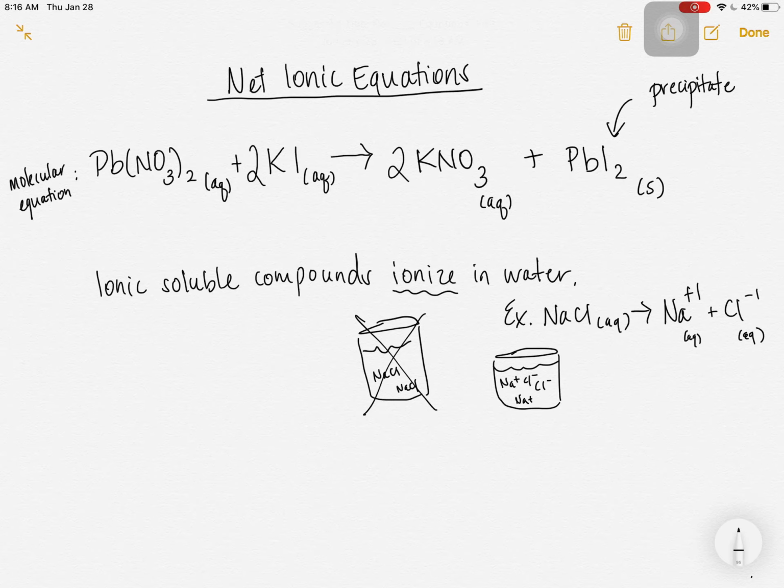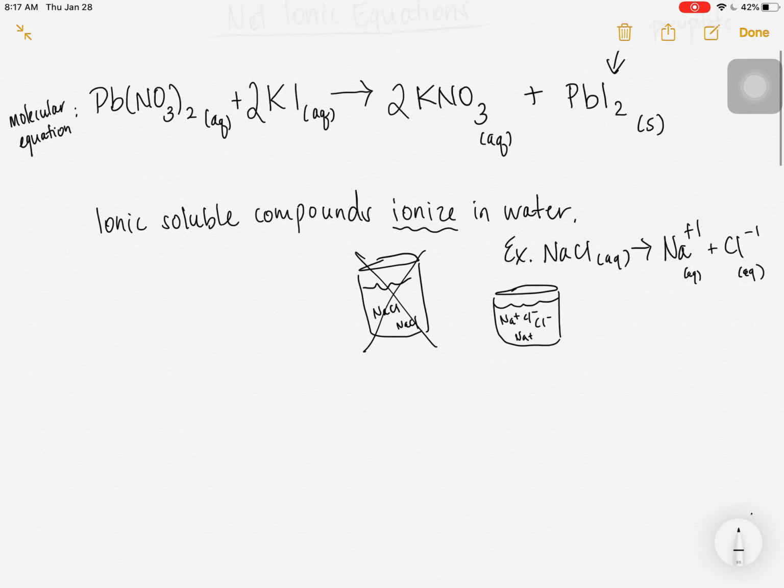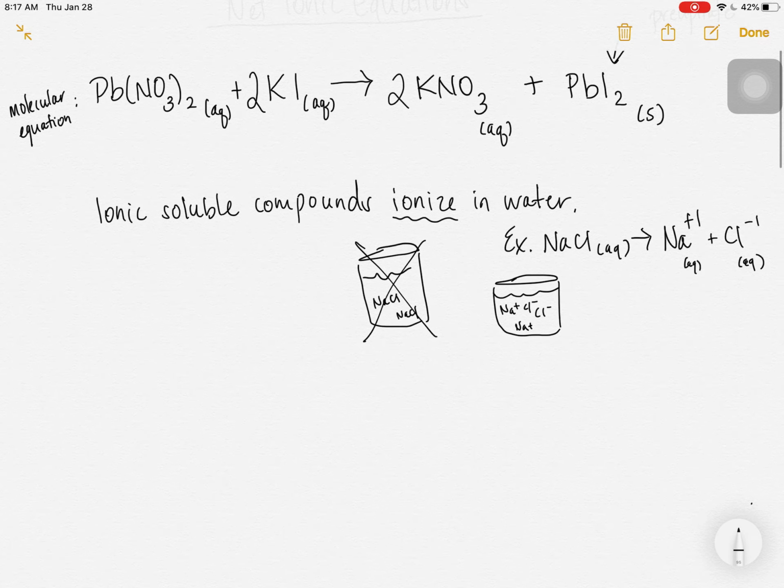Oops, I'm running out of room. Okay, because there are ions floating around. So unfortunately, even though this is the equation we work with all the time, it does a pretty poor job of showing us what's really happening during a reaction. And so we have to take this ionic soluble character into consideration when we're talking about these reactions. So this gets a little bit cumbersome, but what we're going to do is take this and ionize any species that should be ionized, okay? So we'll start with this one.